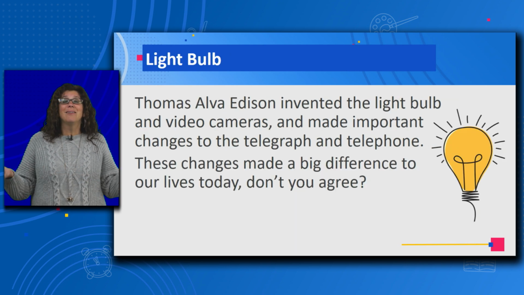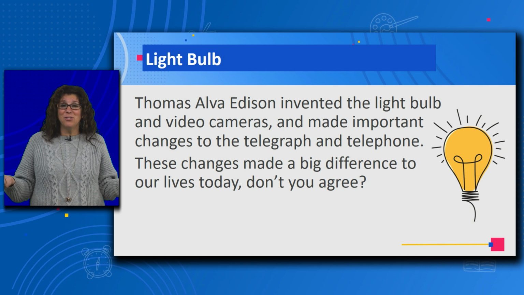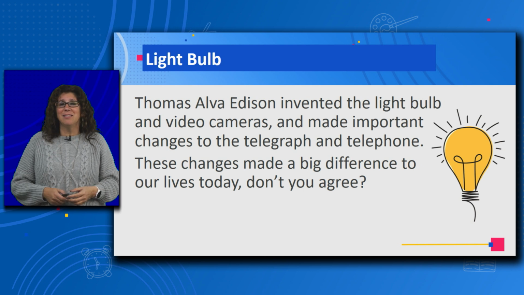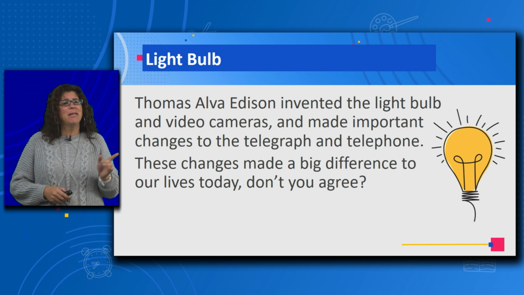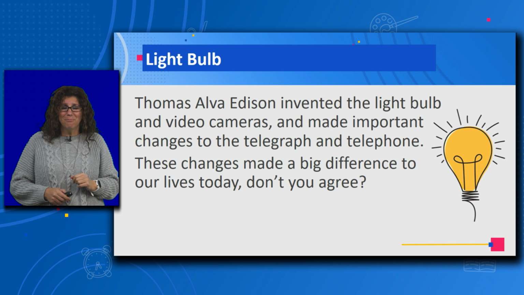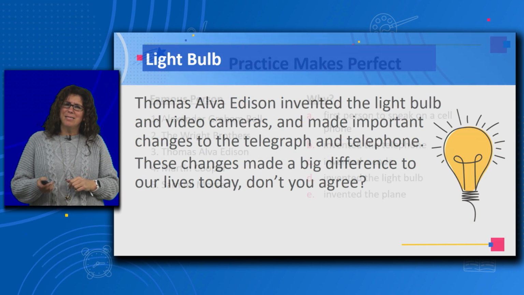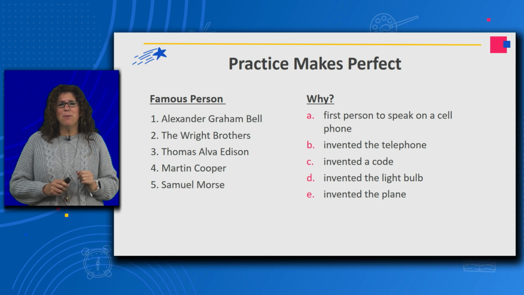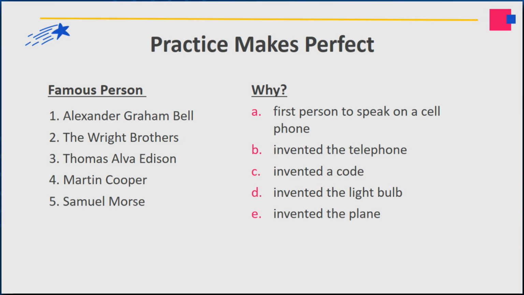And we couldn't finish up our talk about inventions if we didn't talk about the light bulb. Thomas Alva Edison invented the light bulb and video cameras and made important changes to the telegraph and telephone. These changes made a big difference to our lives, don't you think? So now, let's test your knowledge. Here's a list of the 5 people that we talked about and what they did. I'm going to give you a minute. Just write down the names and the letter of why they're famous. Go ahead.